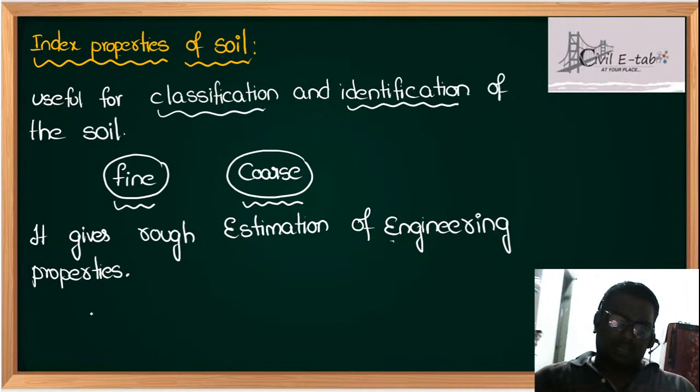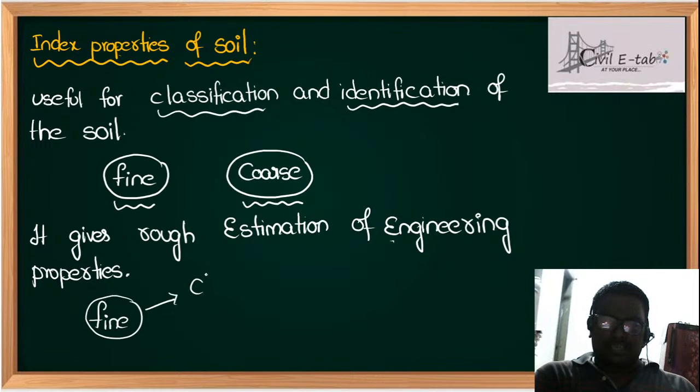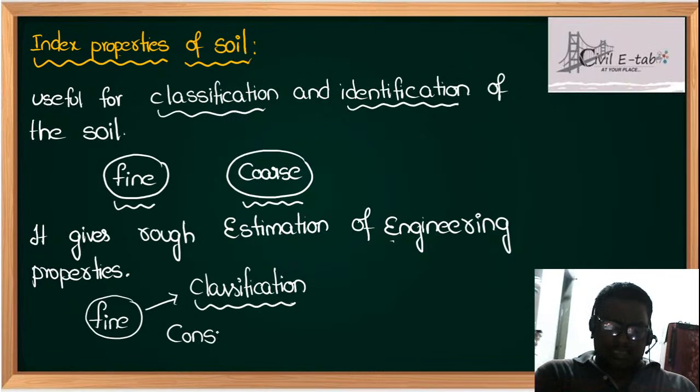Index properties are nothing but consistency limits, relative density, sedimentation. Coming to fine grain, what are the things useful for classification of fine grain? On what basis are you classifying? One is consistency limits. Consistency limits we will discuss in detail, and they are also called Atterberg limits. I'll be telling that in a separate topic.